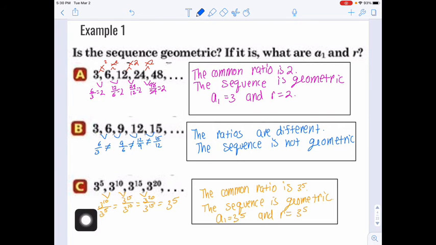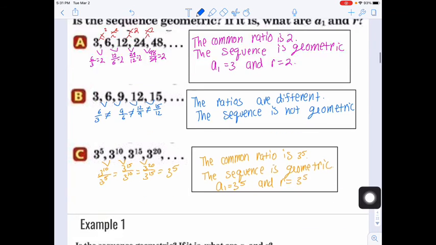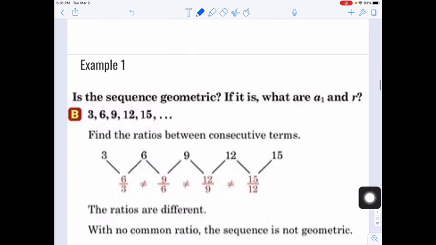For part C, we have 3 to the 10th power divided by 3 to the 5th is equal to 3 to the 15th divided by 3 to the 10th is equal to 3 to the 20th divided by 3 to the 15th. Using the properties of exponents, we know if we have the same base in the numerator and denominator, we can simply subtract the exponents. So 10 minus 5 gives us 5, 15 minus 10 gives us 5, 20 minus 15 also gives us 5. So the common ratio is 3 to the 5th, and the sequence is geometric. Our initial term is 3 to the 5th, and r is 3 to the 5th as well. The work for this problem is written out on the next few slides.